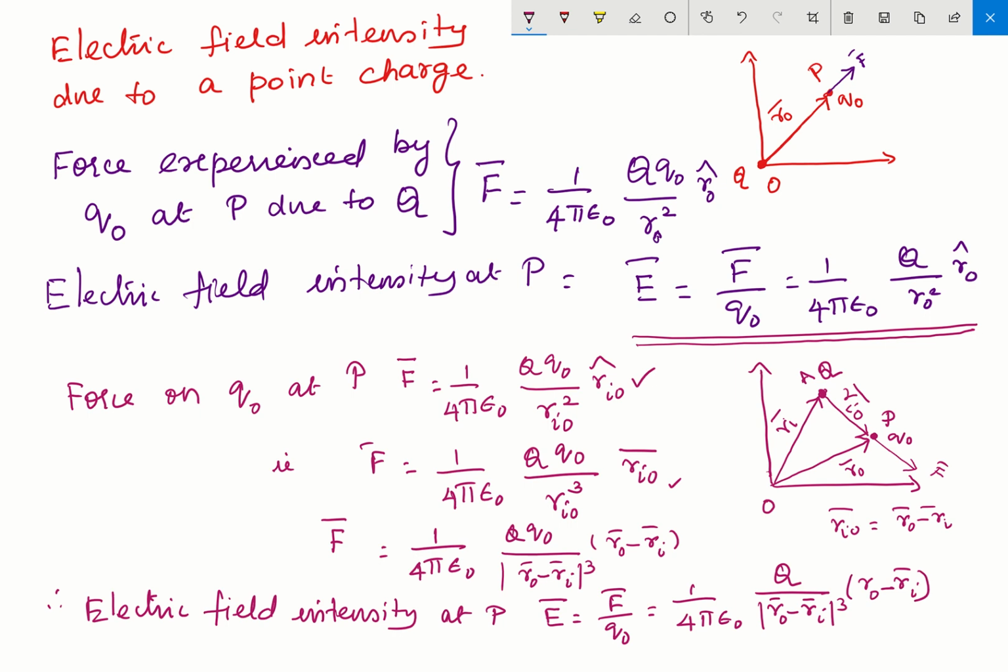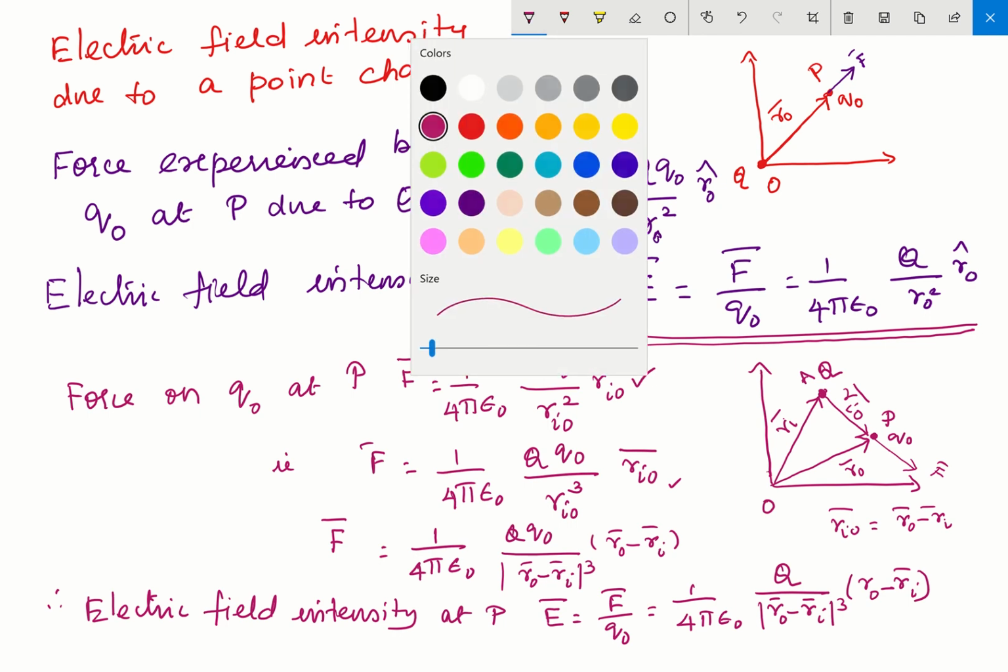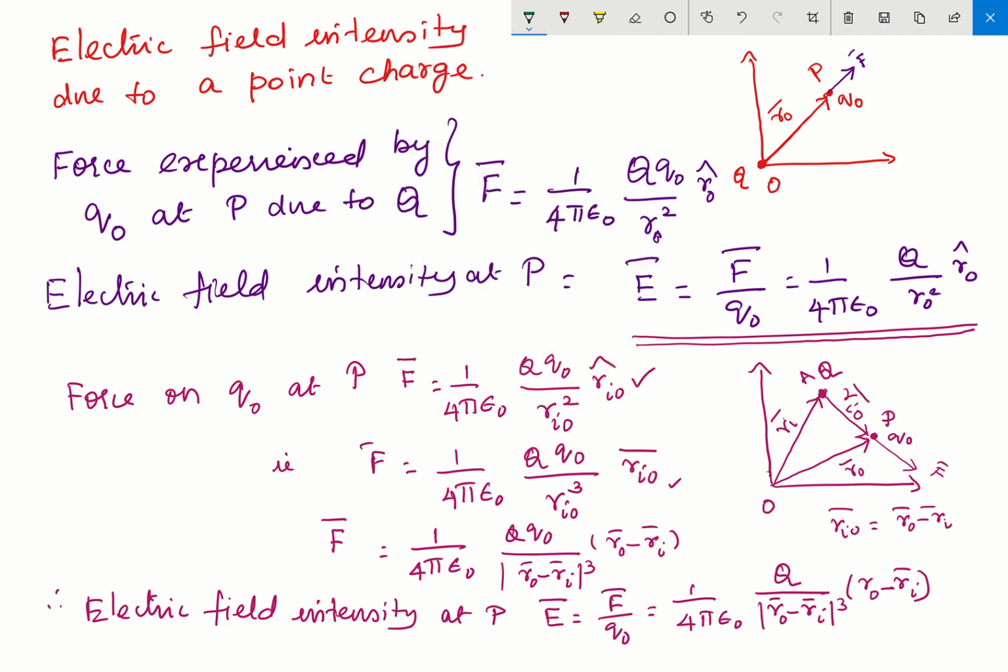Is it clear? Therefore, this is the expression for the electric field at any point due to a point charge in terms of the position vector of each charge with respect to the origin, Ri and R naught. Both the charges, capital Q and Q naught, are kept at a distance. The position vectors are Ri and R naught. So this is about electric field intensity due to a point charge. Now, the next one.